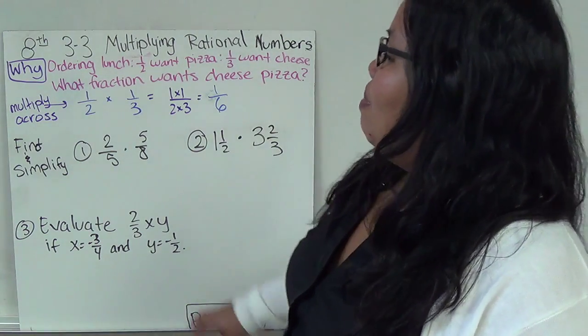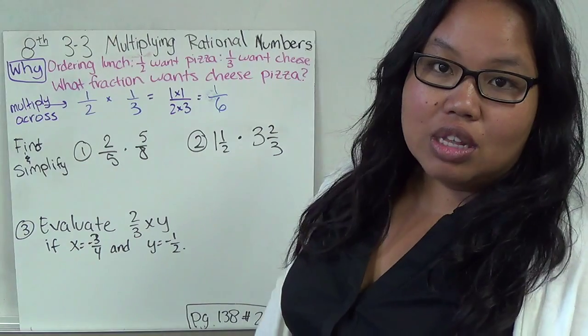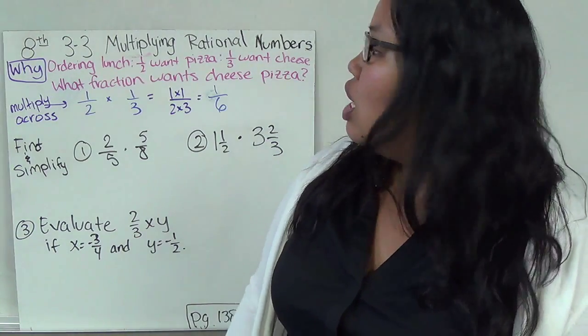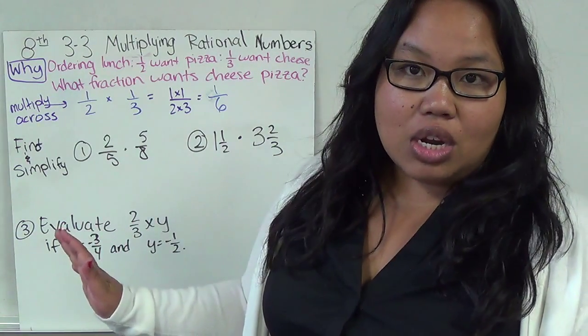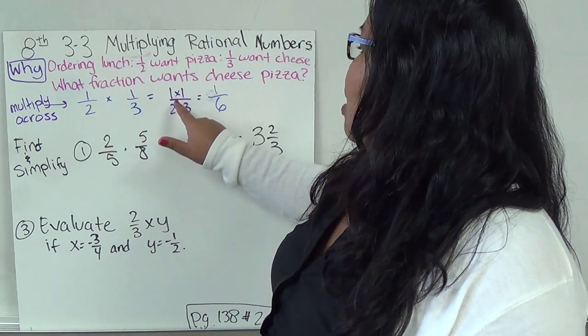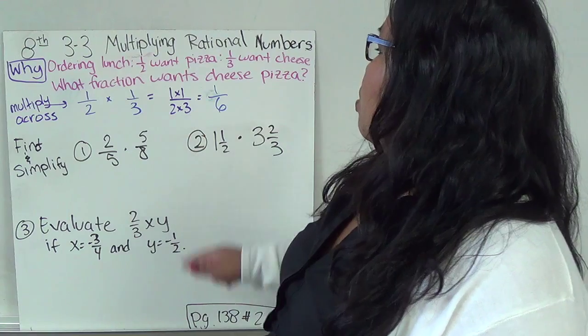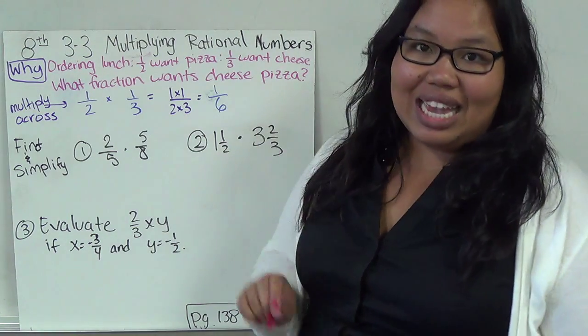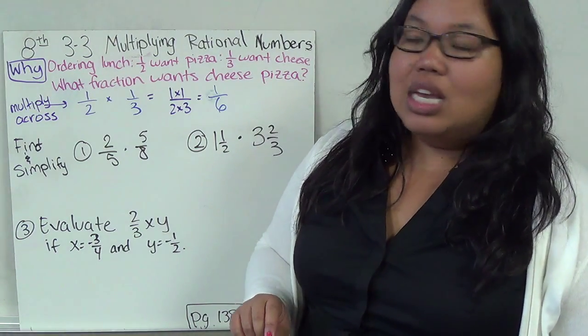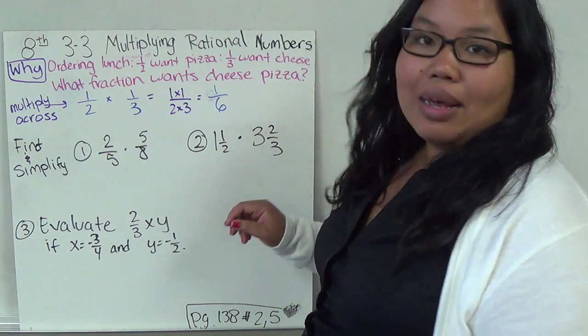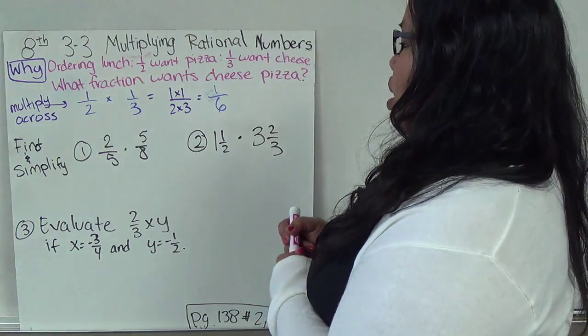So I basically just multiply across. This is a lot easier than adding and subtracting fractions because I don't have to find a common denominator. I just have to take the top and multiply them, so 1 times 1, and then multiply the bottom, 2 times 3. So this is telling me that 1/6 of the class is going to want cheese pizza, okay?